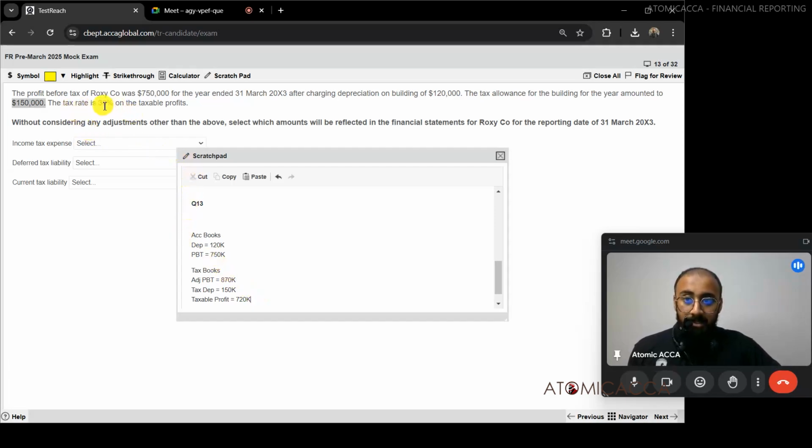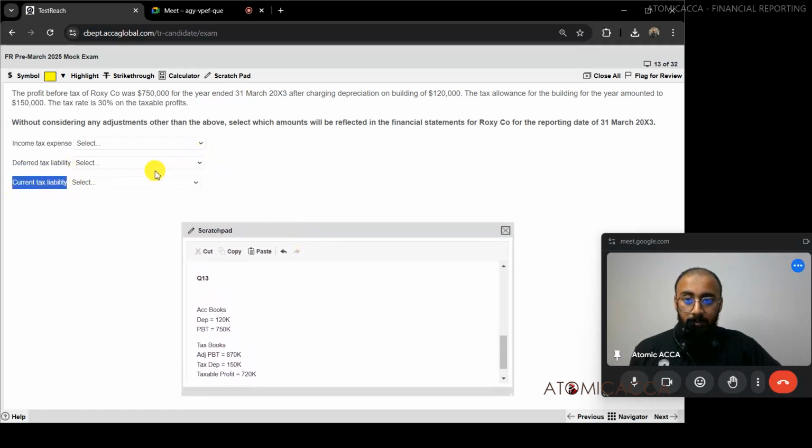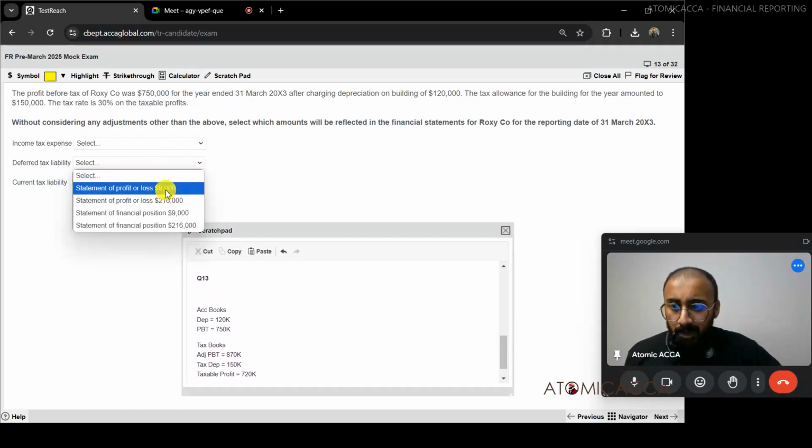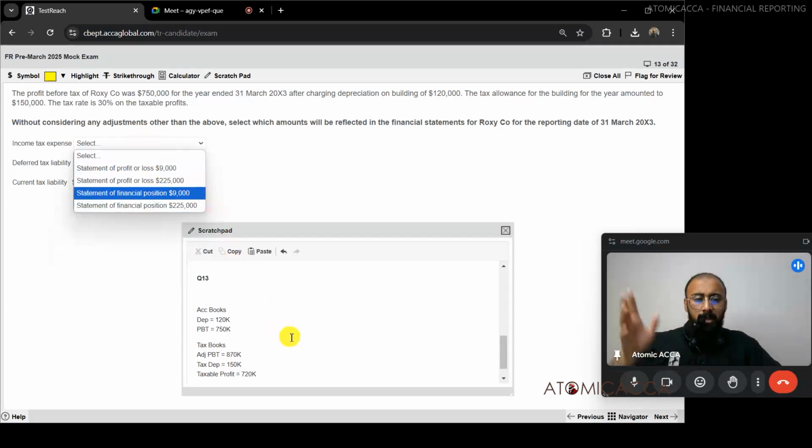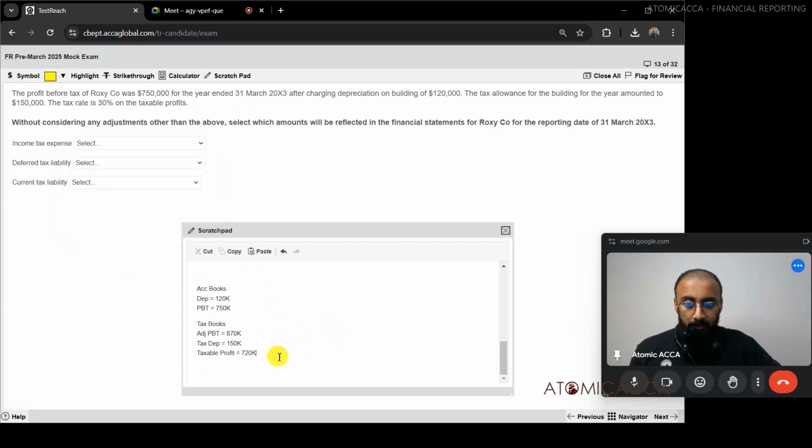Then they're telling us the tax rate is 30% on the taxable profit. Now there are two elements over here. You can see that income tax expense they want, that is an SOPL item. Deferred tax liability they want. Current tax liability also they want. What are the options we have? They want figures from SOPL, SOFP to be chosen. So let's apply our knowledge and see what goes over here.